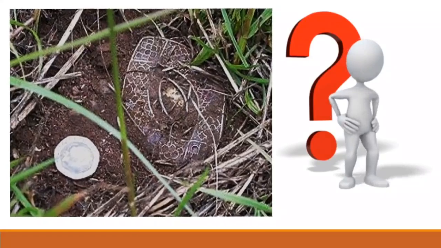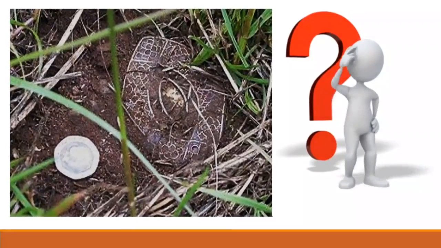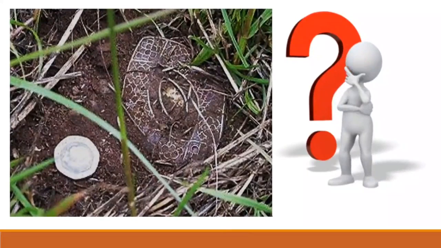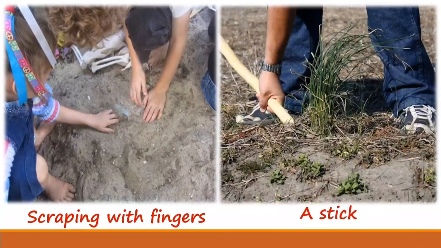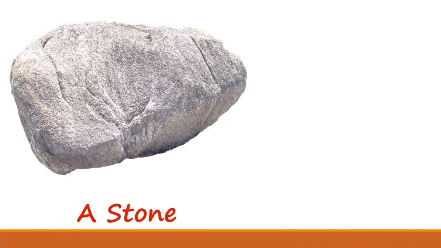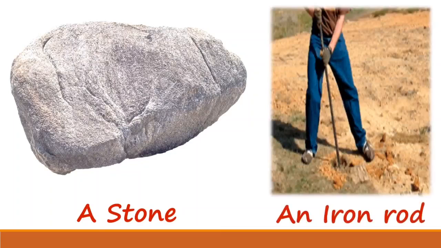Children, if you saw a shiny object buried in the ground, what would you do to take it out? You would scrape it with your fingers or might try to dig it with a twig or stick. If that didn't work, you would look for a pointed stone, and if it still doesn't work, then you would probably get an iron rod to dig that shiny object. Isn't it?